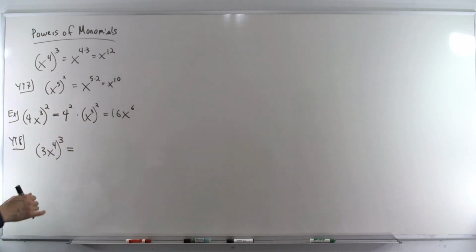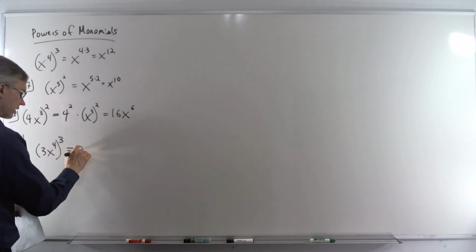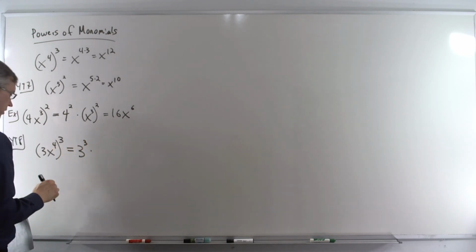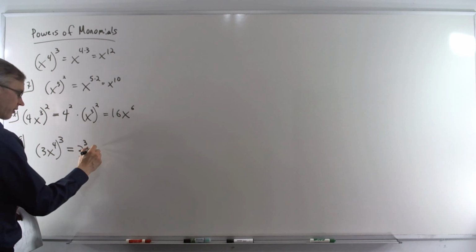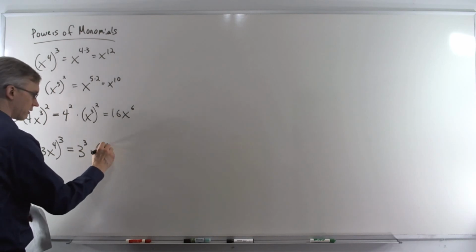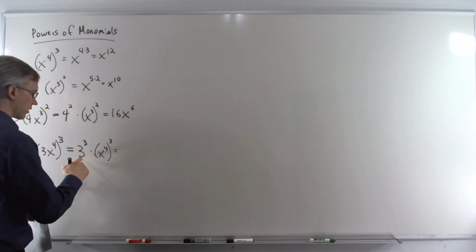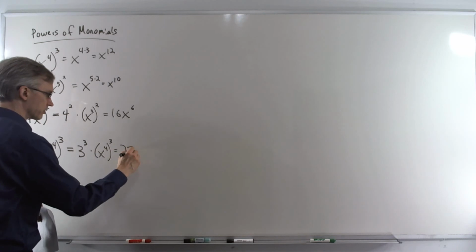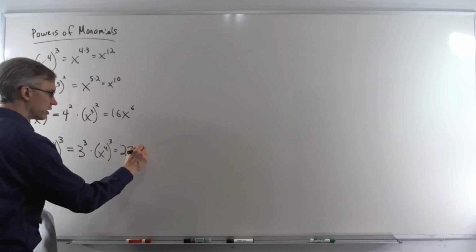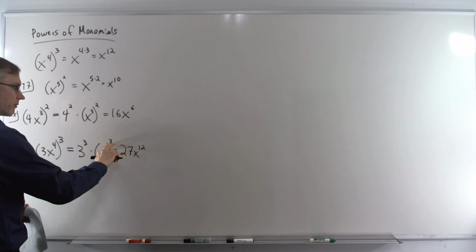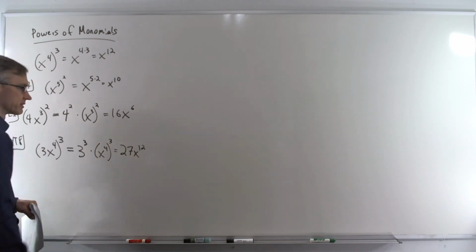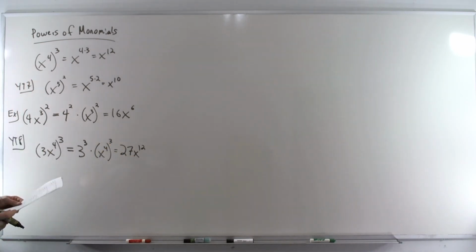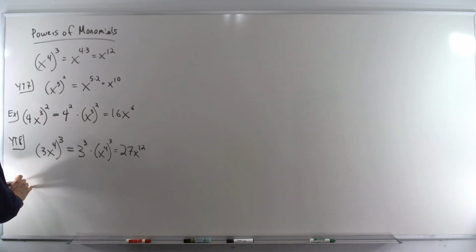So we'll apply this exponent to the 3 first, to get 3 to the 3rd power, multiplied by x to the 4th to the 3rd. 3 to the 3rd is 27, so we get 27, x to the 12th power. Power to a power, multiplying those exponents, 4 times 3 gives us a 12. So we can have any combination of numbers and variables inside the parentheses.